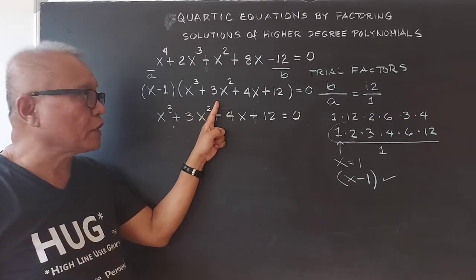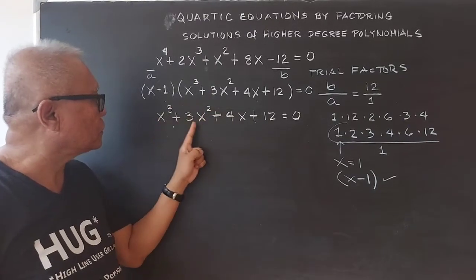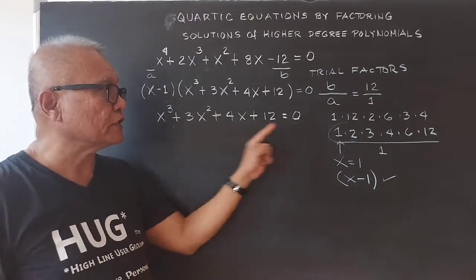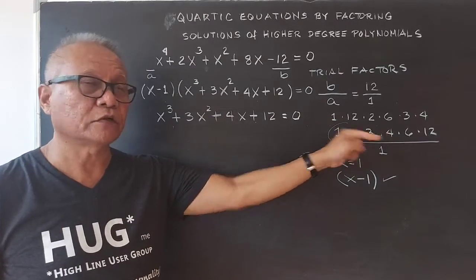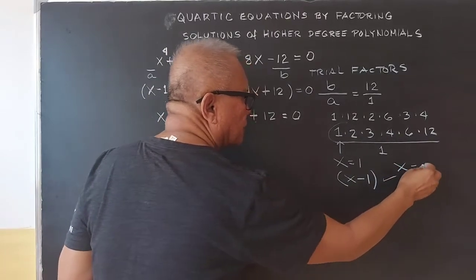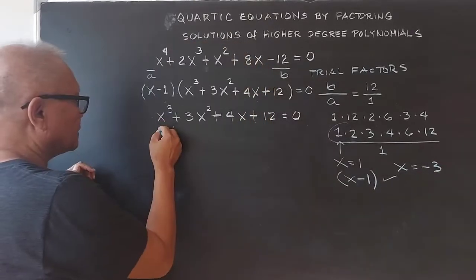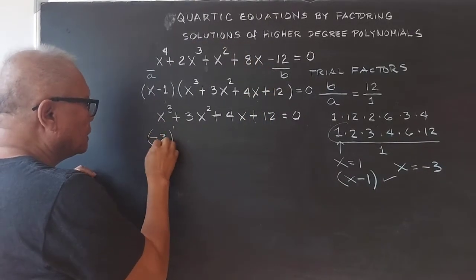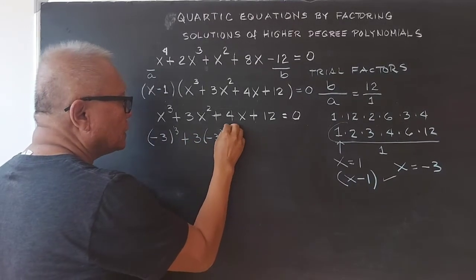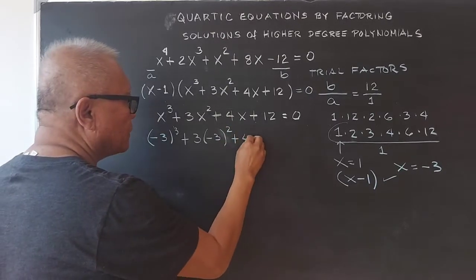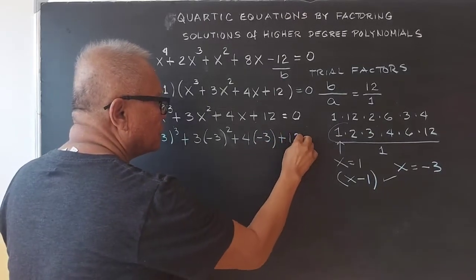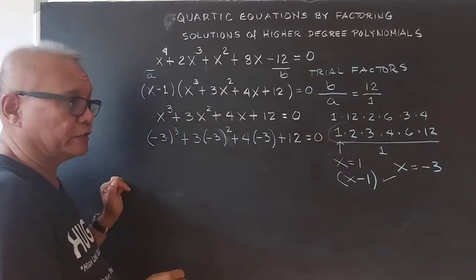Now, let us have this expression here, the cubic expression here, x cubed plus 3x squared plus 4x plus 12. Now, this one is 12, this is 1. Now, our trial factors are the same, 1, 2, 3, 4, 6, and 12. So, let us have x is equal to negative 3. Let's have this one, negative 3 cubed plus 3 times negative 3 squared plus 4 times negative 3 plus 12, and if that one is equal to 0.